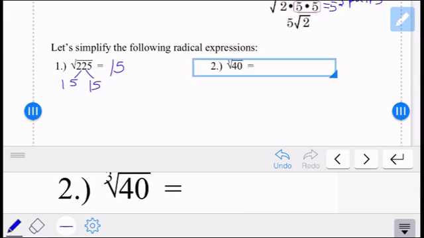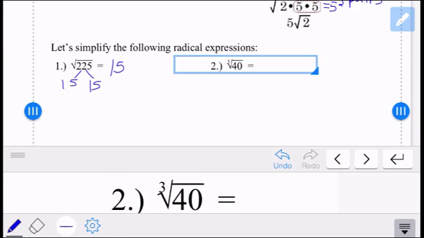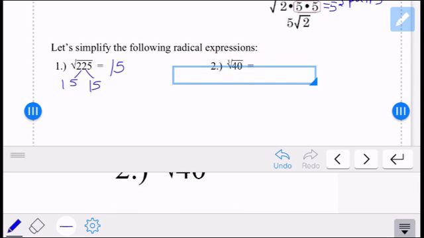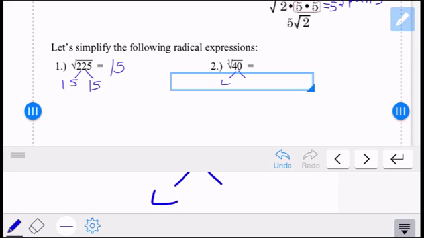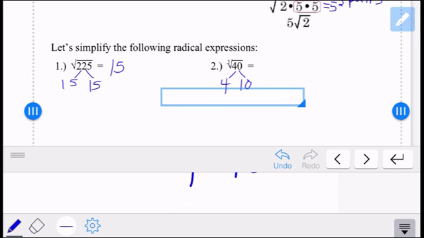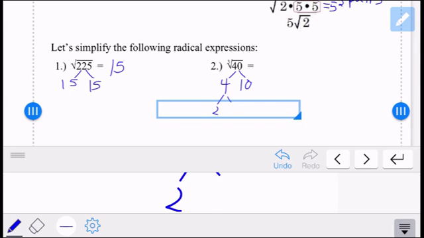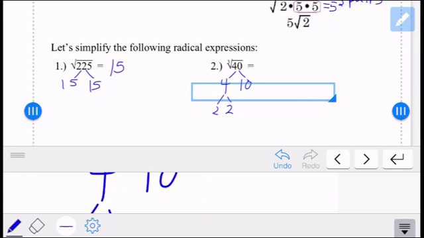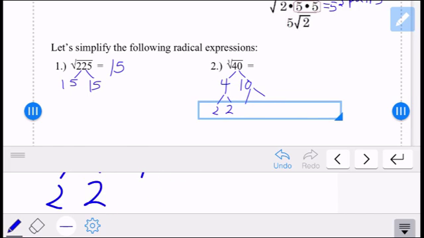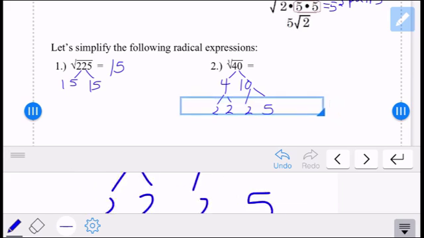Well, how about the cube root of 40? Well, 40 is not a perfect cube, so your calculator might not tell you what that is. So we need to split it up. Now this time we're looking for groups of 3 since we're doing the cube root. So let's take a look. Let's see, 4 and 10 would be some factors. Let's see, what about 4? Then that would give us 2 and 2. 10, we could split 10 up into 5 and 2. And then that's as far as we can go.